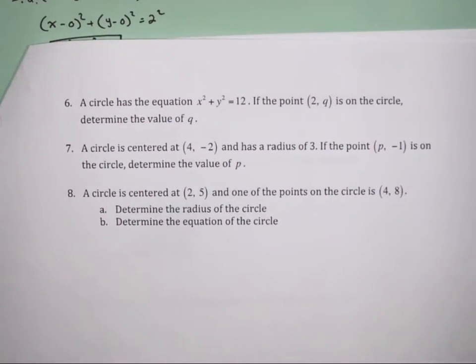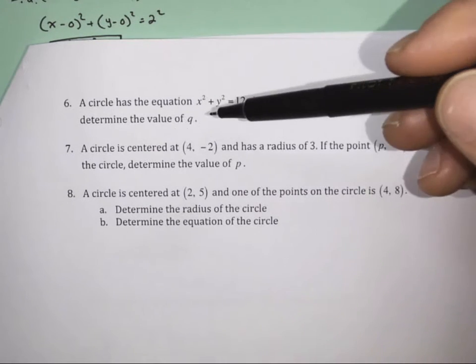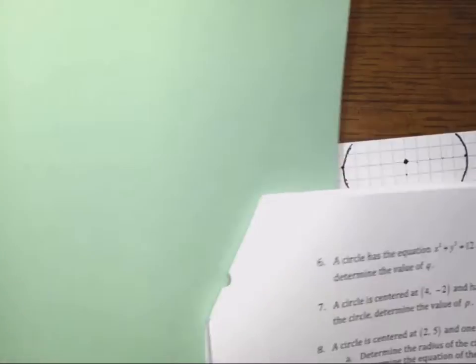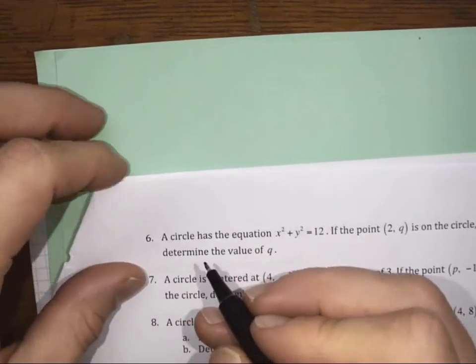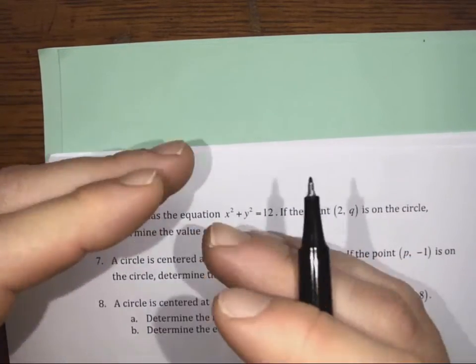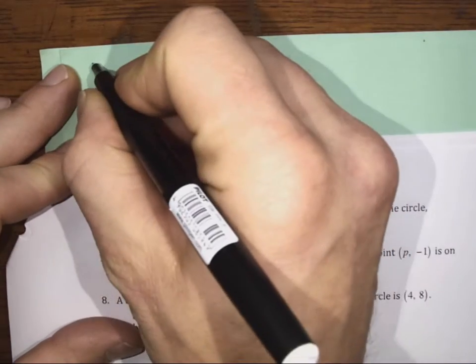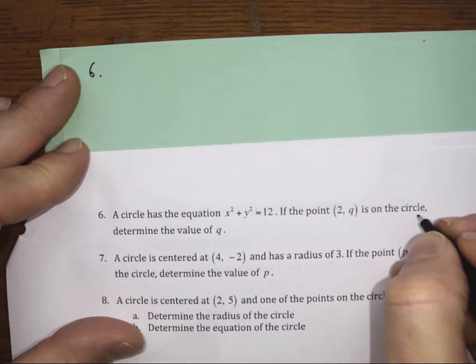Okay, so a circle has the equation x squared plus y squared is 12. And we know the point 2q is on the circle, so we're going to determine the value of q. So to approach this question, we need to know something that is, I would say, very fundamental to the idea of writing an equation that represents a shape in space. In other words, a relationship between x and y. This says that the point 2q is on the circle.